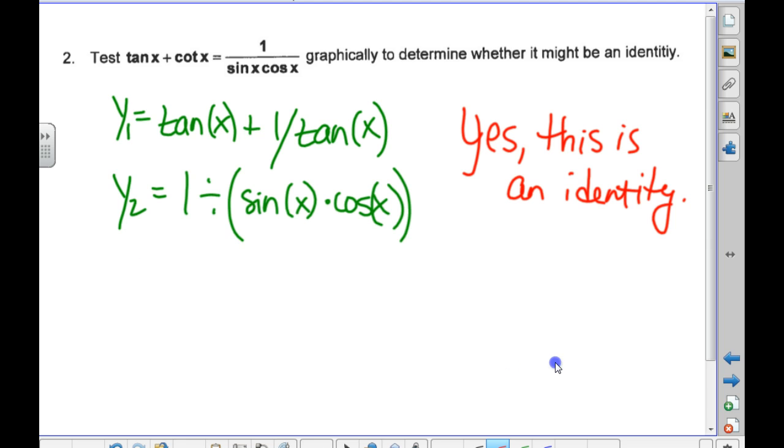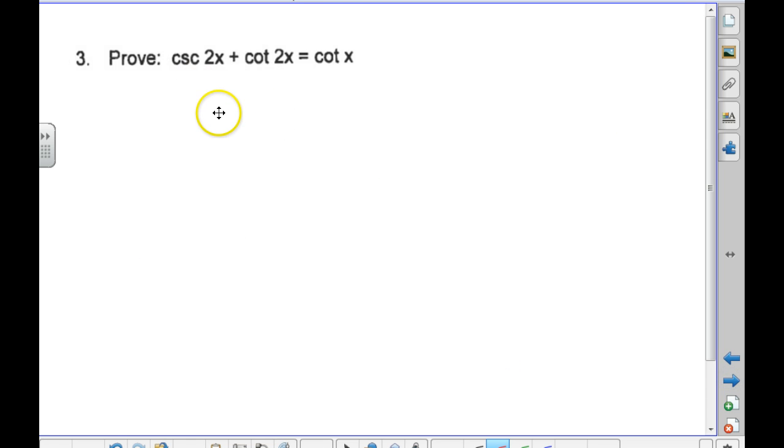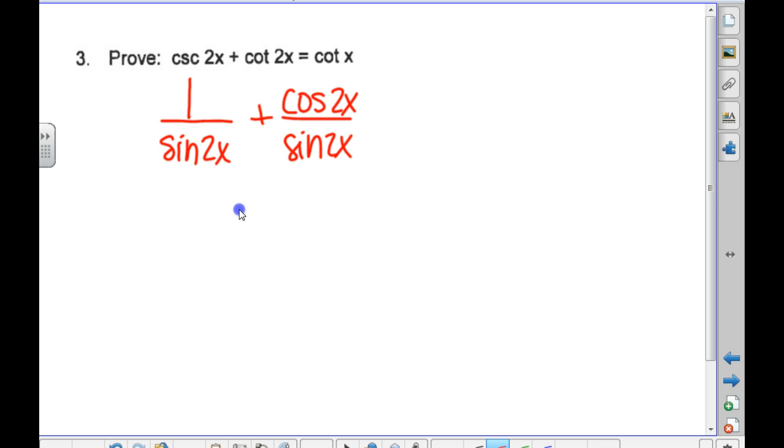Okay, so that one is an identity. Problem number 3 says prove that this is true. Well, cosecant is 1 over sine. Cotangent is cosine over sine. And those are all 2x. If I combine those, I get 1 plus the cosine of 2x all over the sine of 2x.